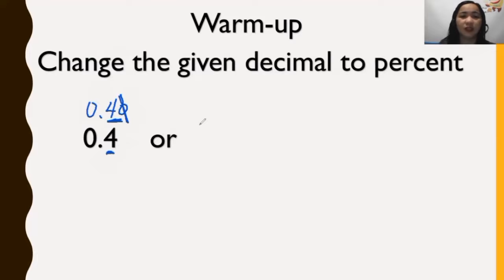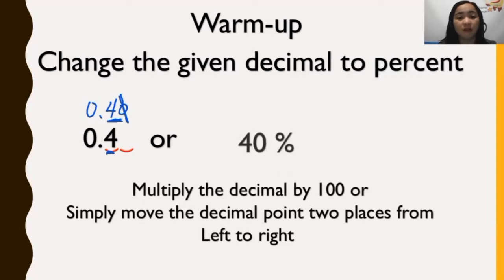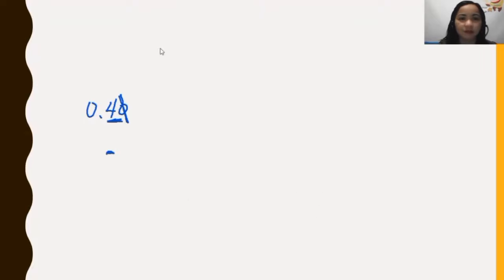So, paano natin gagawin itong decimal to percent? Paano gagawin percent ito? We have 1, 2. So, meron tayong bakante. Kapag meron tayong bakanting place or position, place of value, we write a placeholder. So, this will become 40%. Now, we have the next. Let's see.